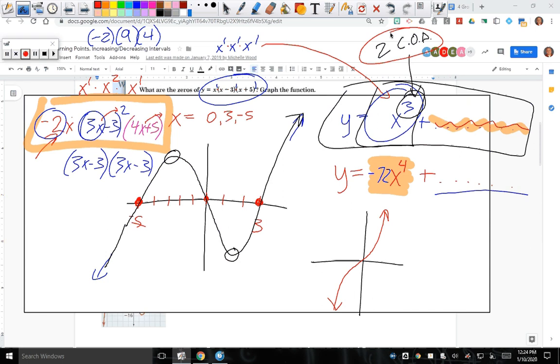We good? Okay. So we listed the zeros. We graphed. We showed what the change of the direction would be. We haven't even touched the calculator. And this is really accurate, by the way. Okay? Any questions before I continue to go?